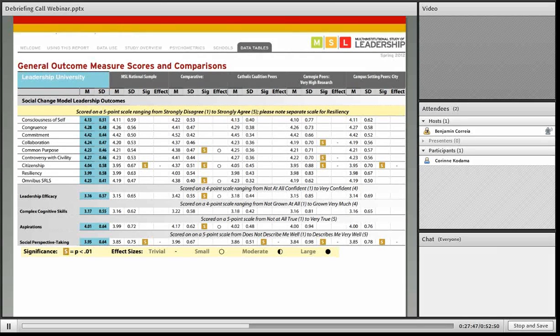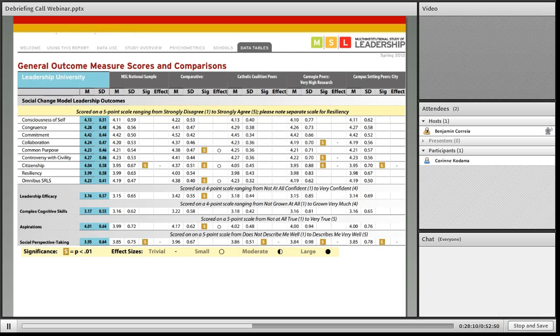Now, just because it's not significant doesn't mean that that's bad. It means that you are close to the average, which is going to be the case for a large majority of your schools on a large majority of these issues. So that doesn't necessarily mean a bad thing. It just means you're average. And so that's fine for some people.